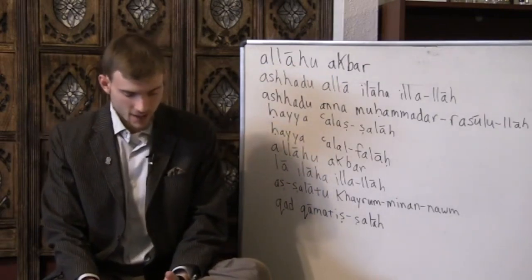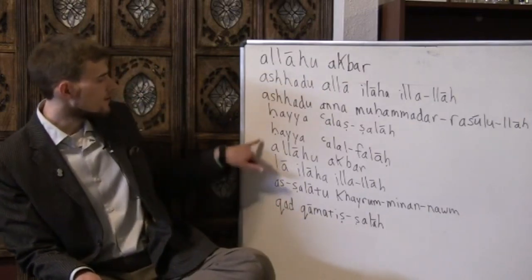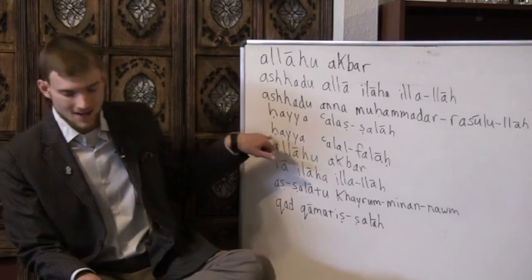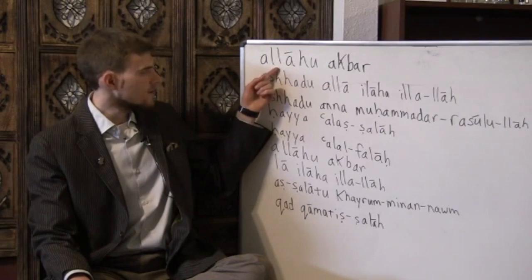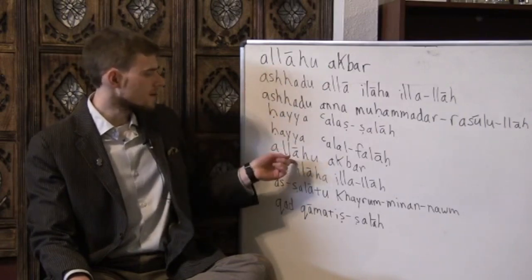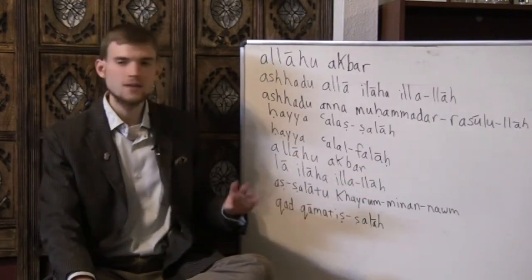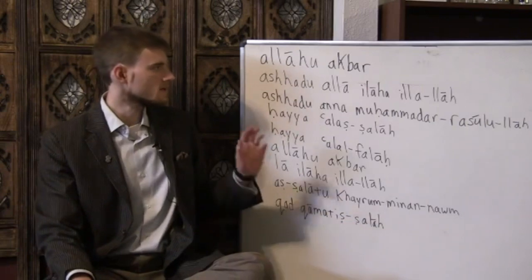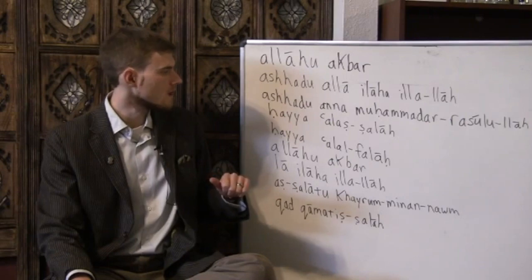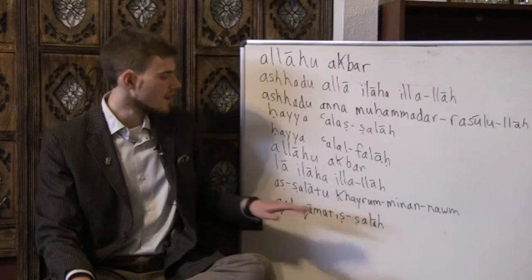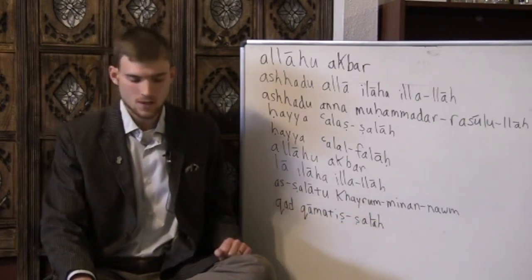And then finally, for the standard iqama, adding qad qamati salah after hayya ala al-falah. Typically the standard way that we hear it is each of the takbirs, the Allahu Akbar at the start and the Allahu Akbar down here, each one twice, and the qad qamati salah twice, and everything else once. So the standard way that we hear this is Allahu Akbar, Allahu Akbar, Ashhadu an la ilaha illallah, Ashhadu anna Muhammadan Rasulullah, Hayya ala salah, Hayya ala al-falah, Qad qamati salah, Qad qamati salah, Allahu Akbar, Allahu Akbar, La ilaha illallah.